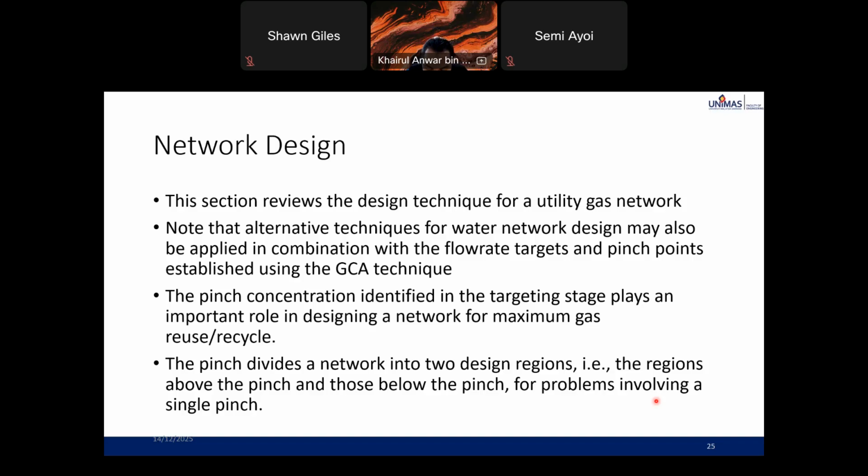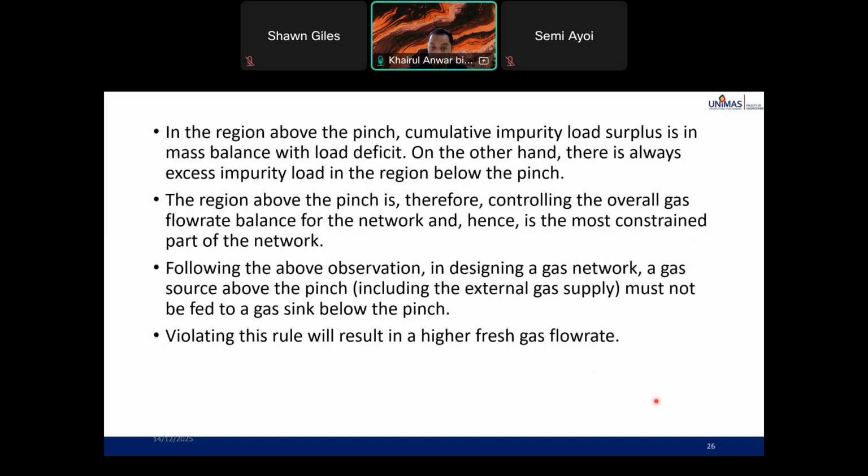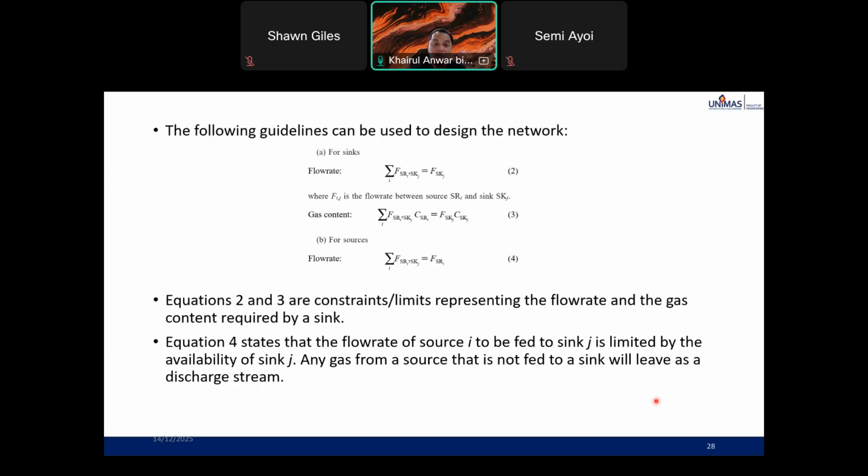The pinch process stream that exists at the pinch position is an intersection of this theory. We call it part of the pinch process stream below the region with the pinch. To maintain steady state operation of the gas exchange process, we need to maintain a uniform mass flow rate and concentration at the inlet stream of the gas exchange process. The following guidelines can be used to design the network.